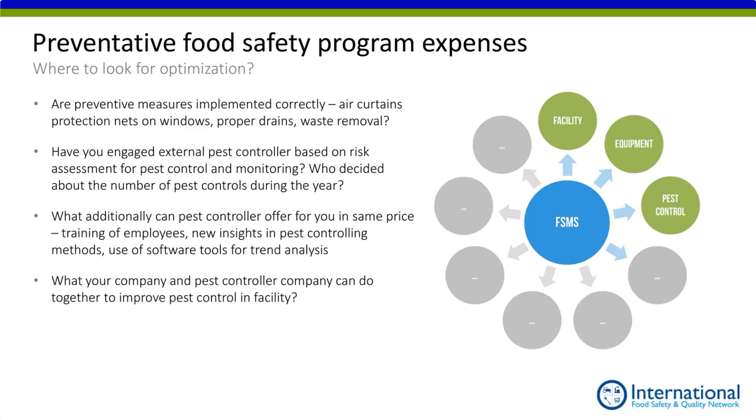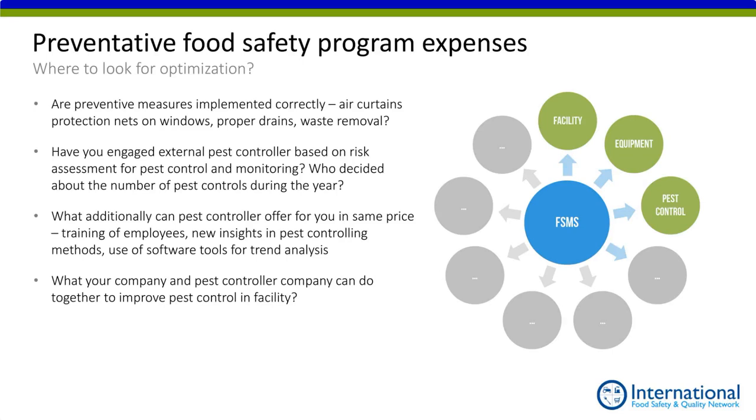Again, think about something else. Have you engaged an external pest controller based on a risk assessment for pest control and monitoring? So who decided about the number of pest controls during the year? Was it the pest controller? And how did the pest controller decide about the number of pest controls or monitoring visits during the year? Mainly what comes up during the audits is that pest controllers are doing monitoring once per month. And when I ask why once per month, because when we look at the trend analysis of the previous 3 years, you didn't have any pest issues and your company is not high risk. So why? Who decided about the number of pest controls?